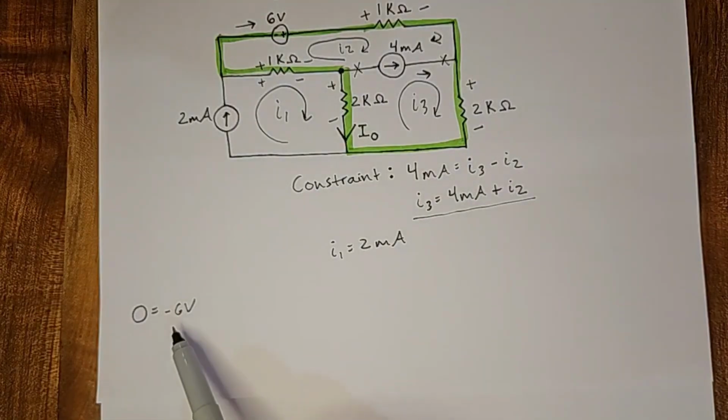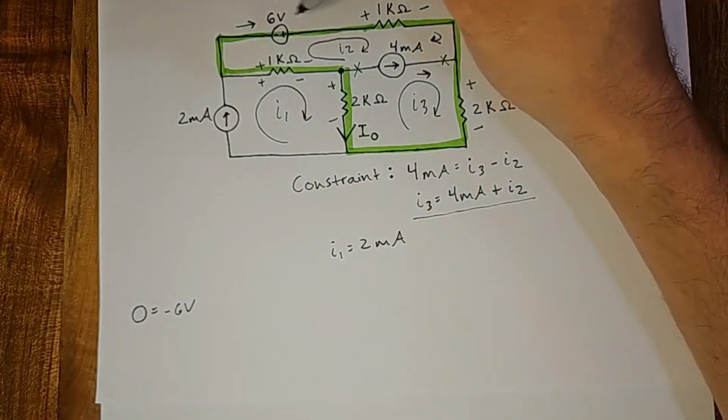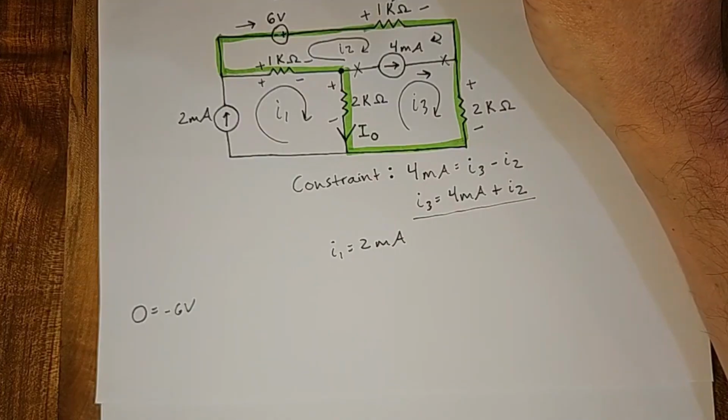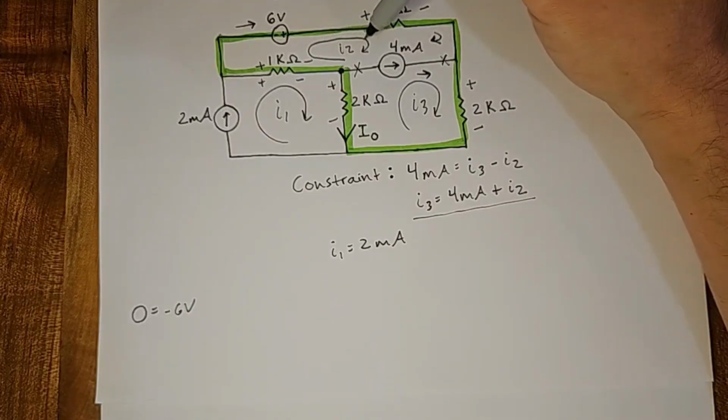All right, so we have 0 equals negative 6 volts from there. Let's continue. Now we hit our positive 1 k ohm resistor, and it's only using I2.